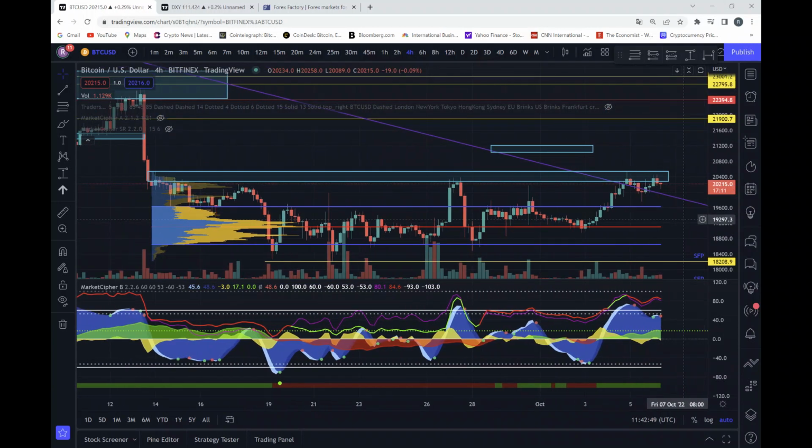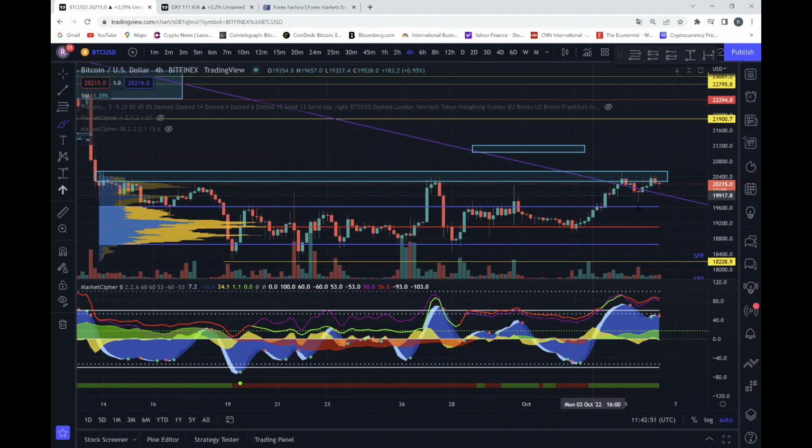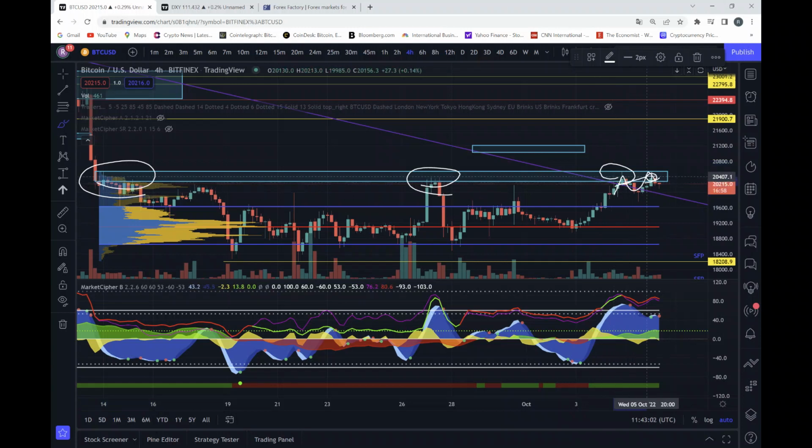And if that is not the case, then you could say that we are still in this kind of distribution phase where we have two taps to the high. You actually want to see three taps, but we have two taps and could not break it. The same with this one right here and this one right here. And then we are making our way lower. Of course, I'm looking out also for the point of control and the value area high. First, 19,600, point of control, 19,000, value area low, 18,600.